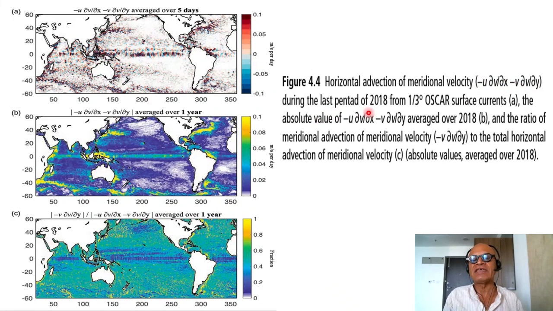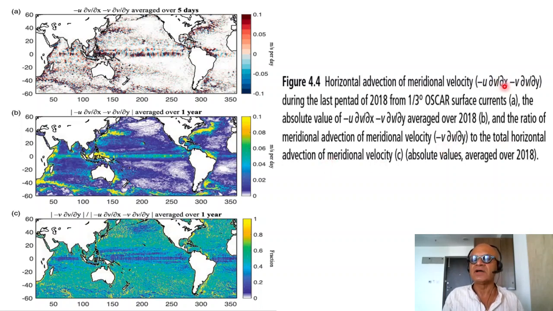During the last pentad of 2018, from 1/3 degree Oscar surface currents that we talked about before, derived from the sea surface height and winds, we will see later that sea surface heights give us geostrophic currents. Then we have to add what are called Ekman currents or wind-driven currents to get the total Oscar surface currents. So here is the absolute value of minus u dv/dx and minus v dv/dy averaged over that year. And the ratio of meridional advection of meridional velocity, so minus v dv/dy, to the total horizontal advection of meridional velocity.